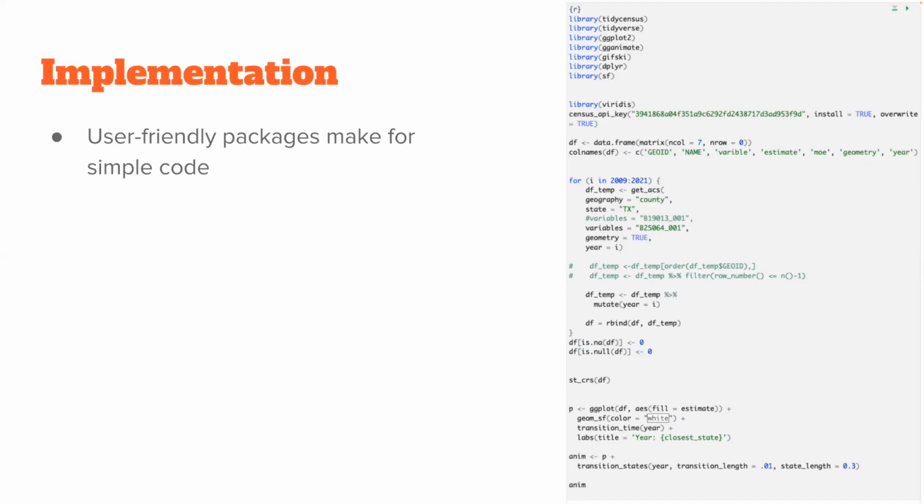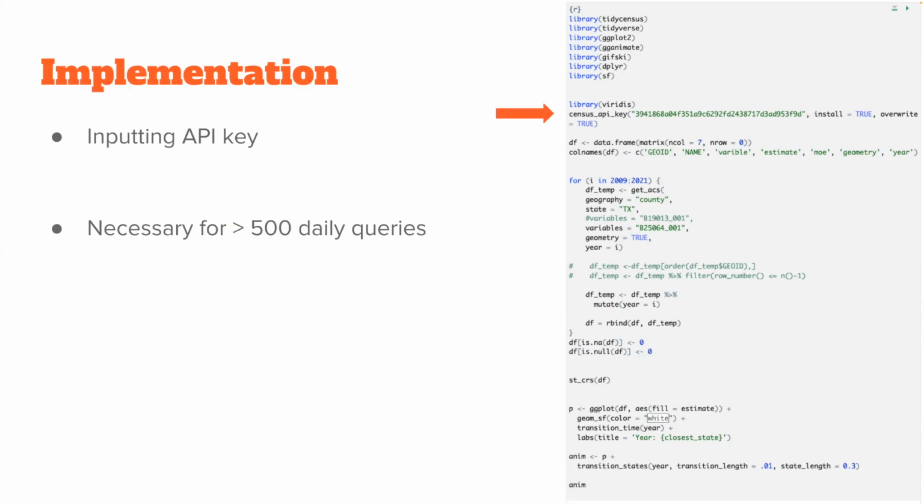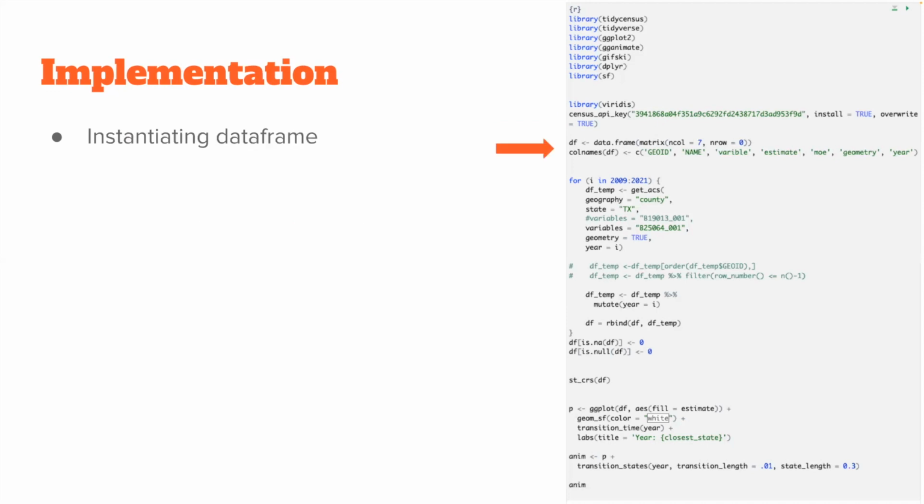Now I'm going to discuss the implementation and how I wrote the code to make this project run. As you can see, this project is very simple and didn't take too many lines of code because the packages are so user-friendly. First, we start out by loading in all the packages, many of which have been discussed. Next, we need to load the Census API key. I found out the hard way that you need a Census API key to make over 500 inquiries in a day. Next, we need to instantiate the data frame.